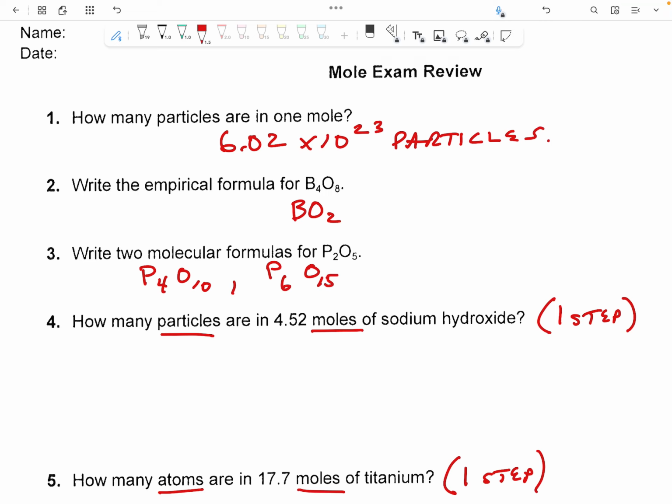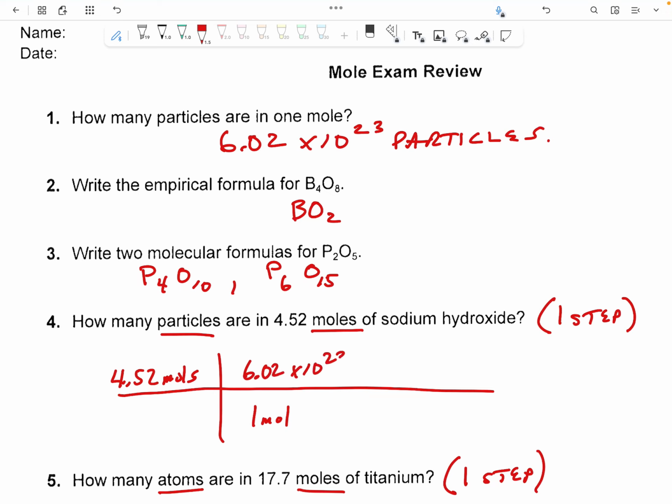Number 4, how many particles are there in 4.52 moles of sodium hydroxide? That's a one-step problem. You write down what you've been given, 4.52 moles. And 1 mole will go down here. And 6.02 times 10 to the 23rd particles will go on top. That's according to your flow chart that you're needing for tomorrow.